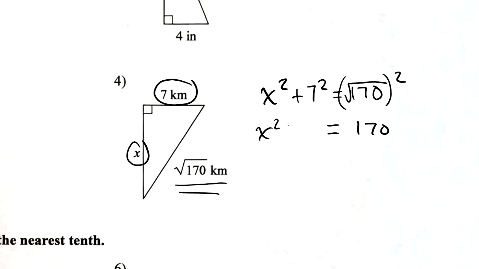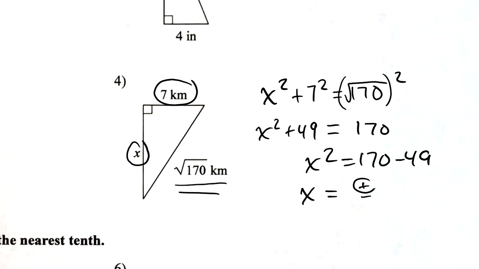Over here we have x squared plus 49. If I take away 49 from both sides, at this point, you know what? It's arithmetic. You guys can figure this out. But definitely take away 49 from 170, and then we would take the square root to figure out what x is. That equation actually has two answers. There's a plus and a minus value, but only the positive one makes sense in this context.